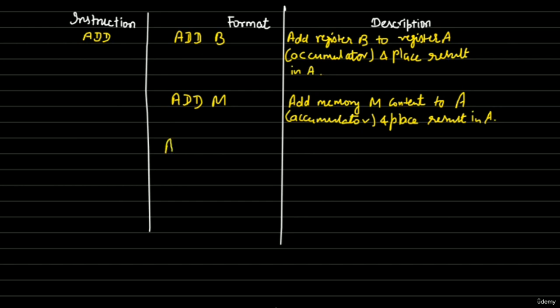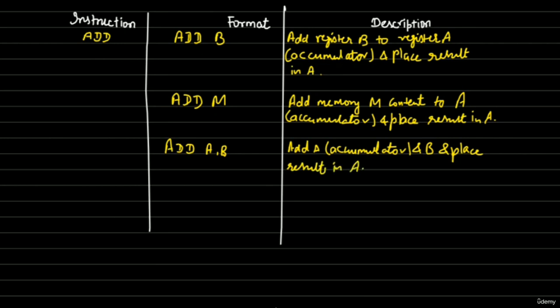To understand it, let's have one more: ADD A, B, the example that I gave you. It means add A, which is our accumulator, and B, and place the result in A, which is our accumulator.